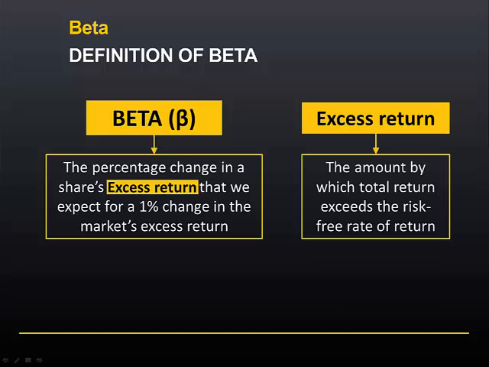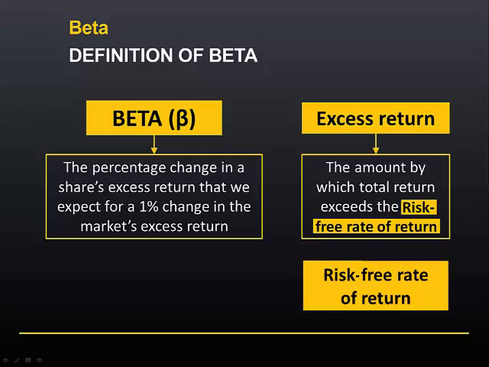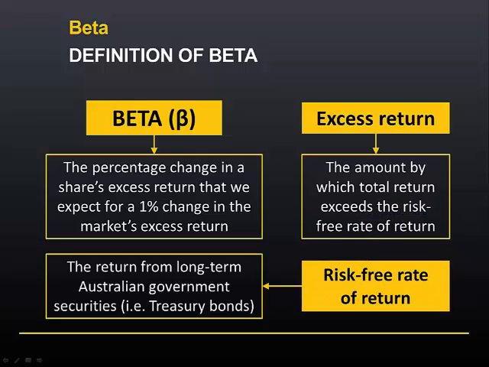The excess return is defined as the amount by which the total return exceeds the risk-free rate of return. We have already referred to the risk-free rate of return in theory when developing our model of the capital market line. In practice, we estimate the historical risk-free rate of return based on the return from long-term Australian government securities, such as 10-year bonds.